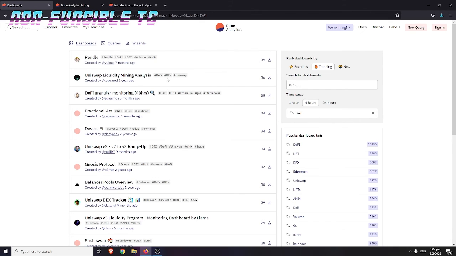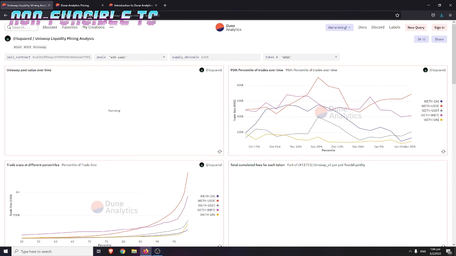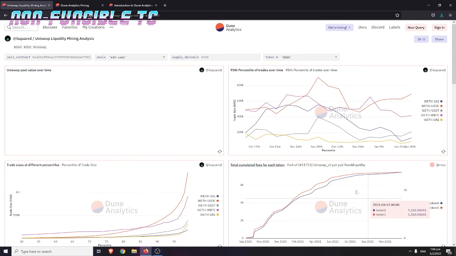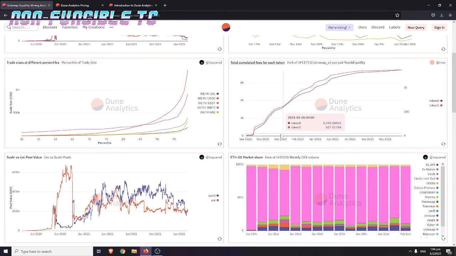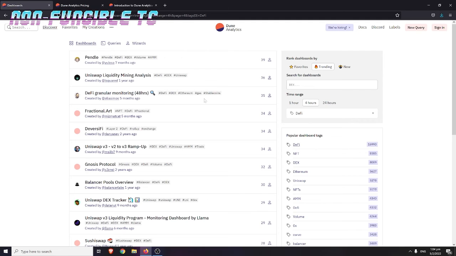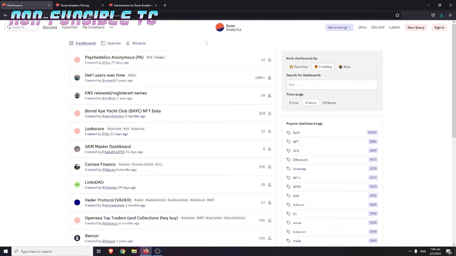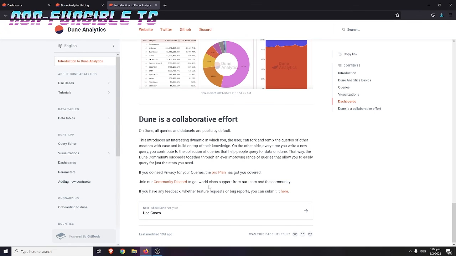Like this is DeFi, right? Oh, and then this is Uniswap's liquidity mining analysis, and then these are a lot of tables, and you can see the fees for each token and things like that. So there's a lot of data that you can process. That's it for today's episode. I just wanted to show you about Dune Analytics. This is a very helpful platform. Definitely go look at the documents, do your own research on how you can use this platform.